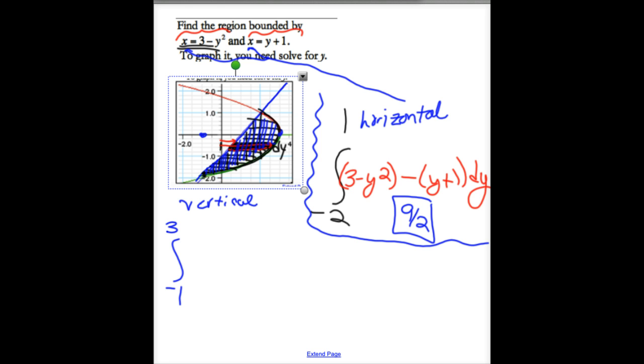Now, I have to do everything in terms of x, right? So instead of x equals 3 minus y squared, I can't put 3 minus y squared in there. I need to solve it, all right? So let's go on the top and get everything all done here, which if it hadn't been graphed for you, you would have to do this anyway. So let's solve it for y in terms of x.